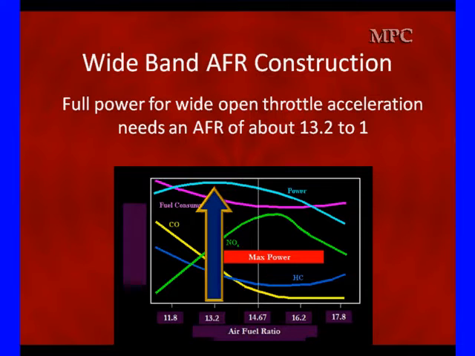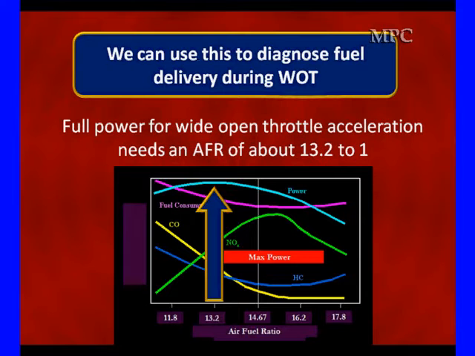So this is going to change our diagnostics a little bit. We can use this to measure and diagnose fuel delivery during wide open throttle acceleration. Since full power wide open throttle acceleration needs an AFR of 13.2, we simply use our scan tool to verify we're getting to a full 13.2. Now we're putting the diagnostics at the front end.